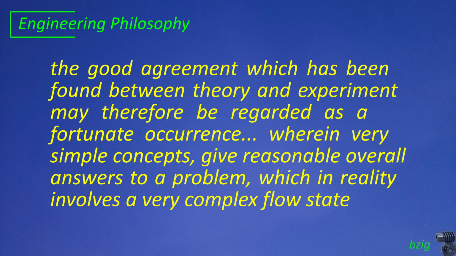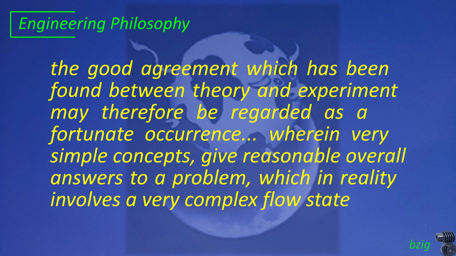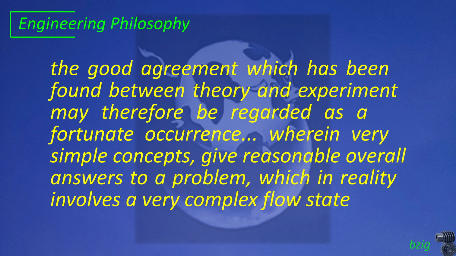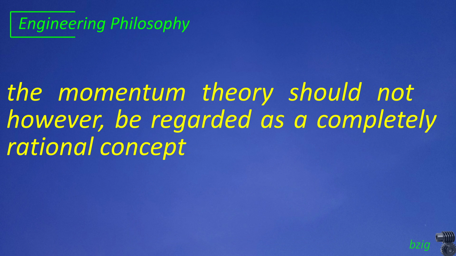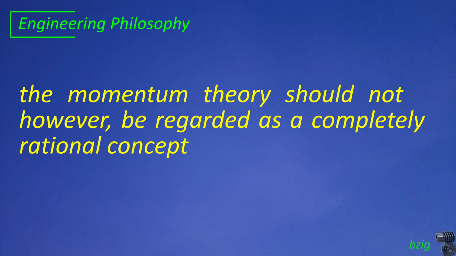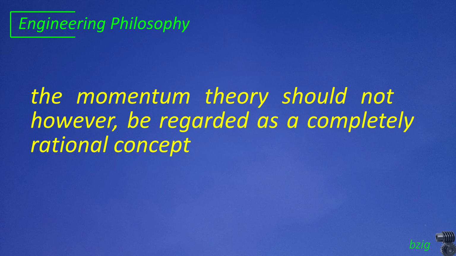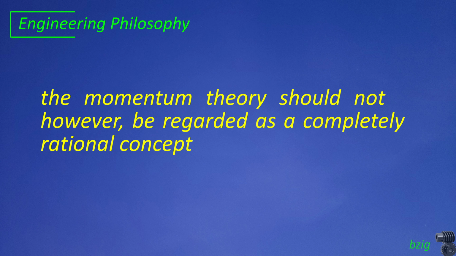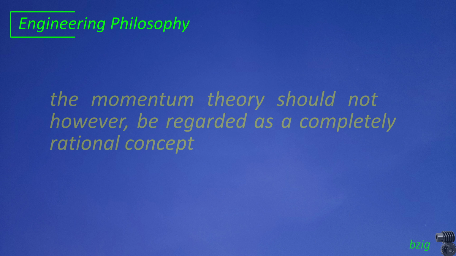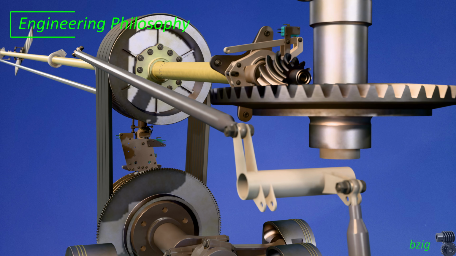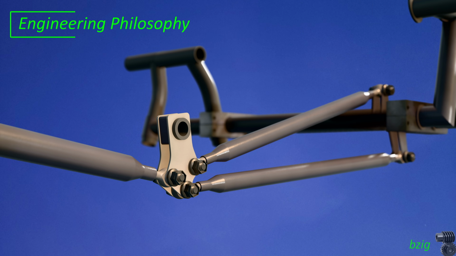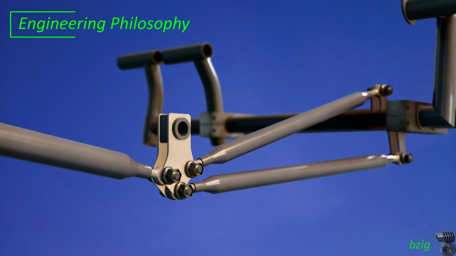What they're saying is that they use so many of these spherical cows in their analysis that even they are astonished that it works. They even end the paragraph with this: the momentum theory should not, however, be regarded as a completely rational concept. So they're giving us numerical techniques to calculate stuff that we can use to build helicopters based on a theory that they admit isn't completely rational. And I'm okay with this.